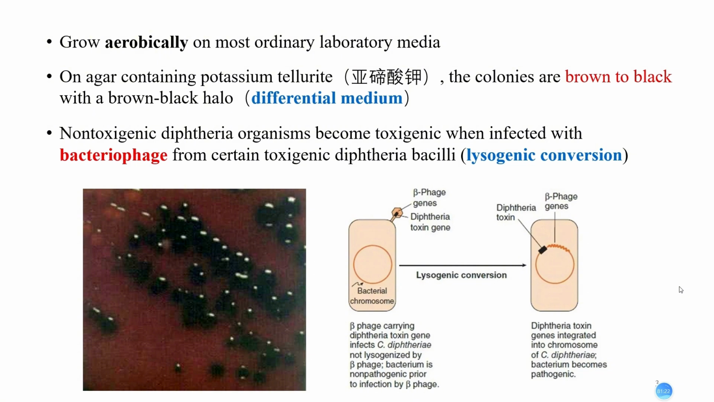So when the phage infects this bacteria, it inserts its DNA, its genome, into the bacterial genome so that the bacteria would become toxigenic. It's able to produce exotoxin now. Without phage infection, it's not toxigenic. After infection, it's toxigenic. And this is a famous example of lysogenic conversion. We should recall something we learned before.